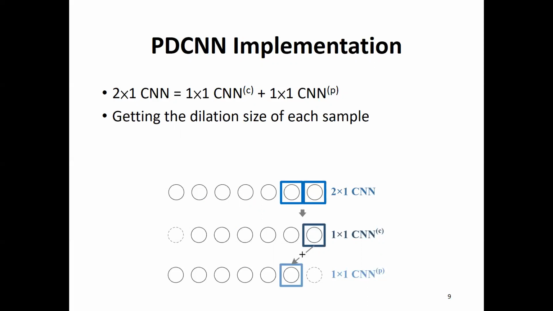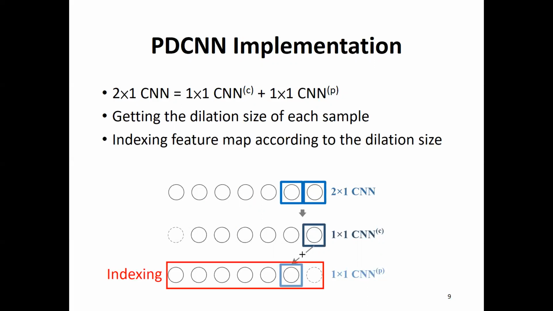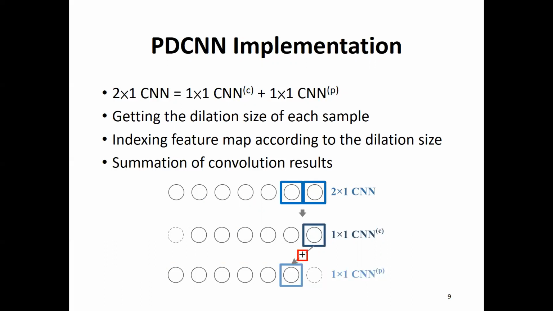Therefore, we first get the direction size of each sample. And then we index the input feature map of the 1x1 CNN-P according to the direction size. Finally, we sum the results of CNN-C and CNN-P to get the PDCNN result.